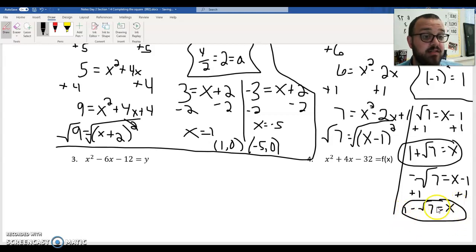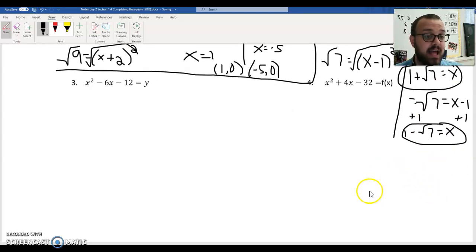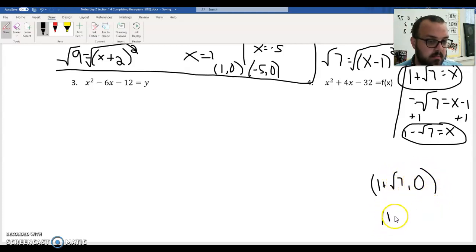If I wanted to write these out as coordinates, you could. This is actually a number, right? It's a way to show a number exactly where it is. I could estimate the decimal here, but again, I'd be rounding. Okay, but it's going to be this kind of ugly answer of 1 plus the square root of 7, comma 0. That's my one root. And then 1 minus the square root of 7, comma 0 would be my other root.